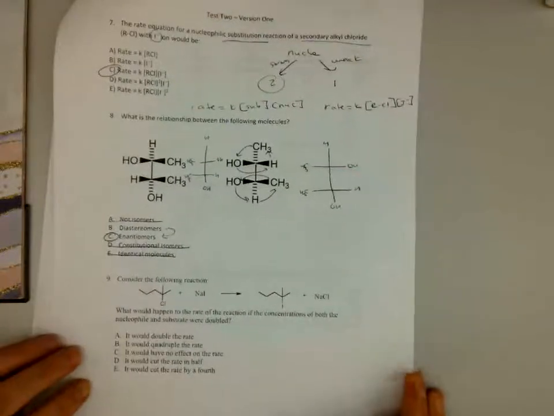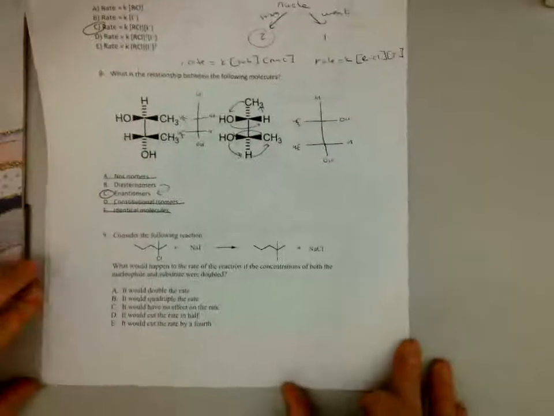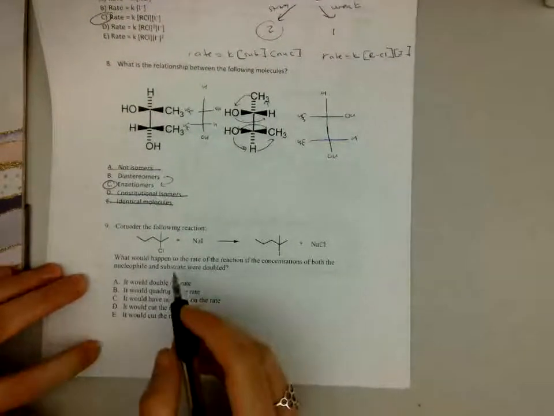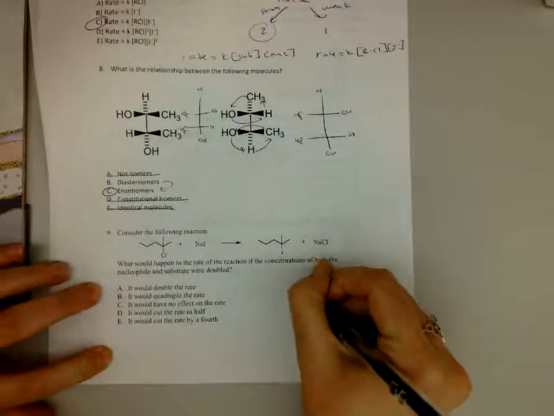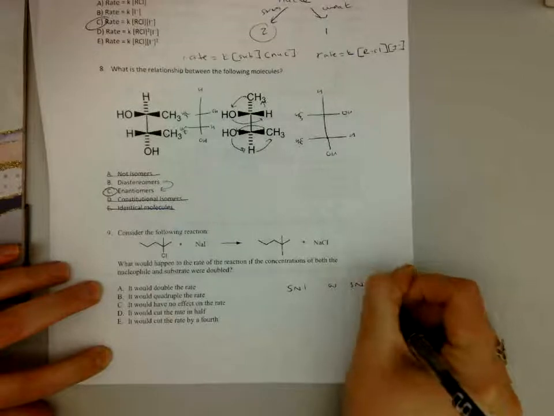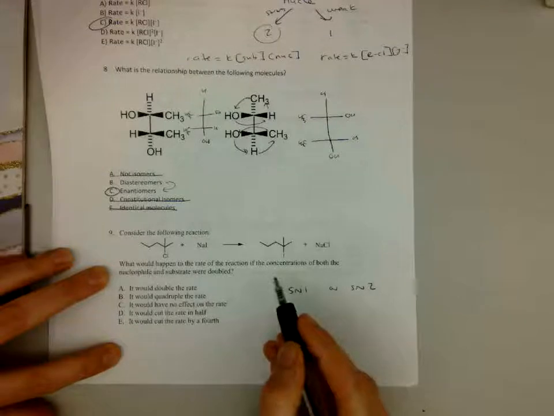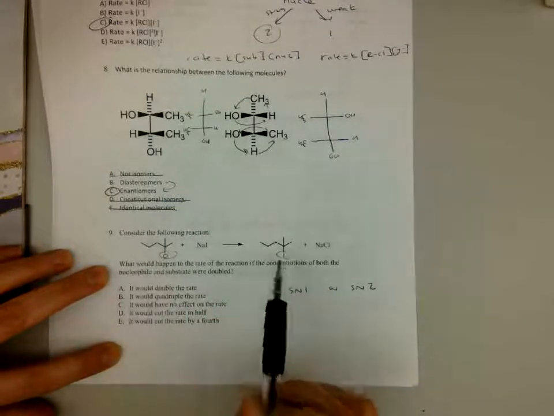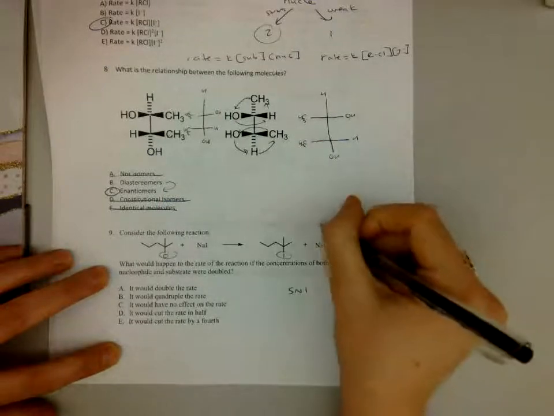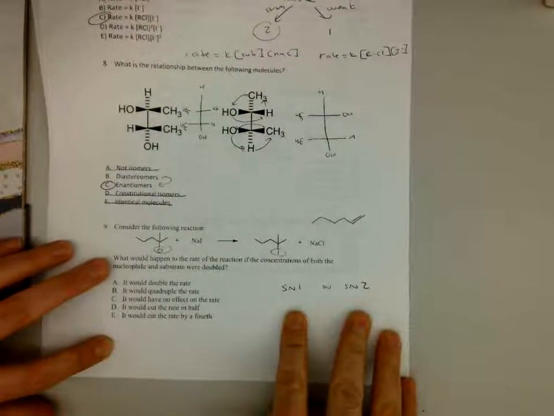Okay, for question 9, this is actually kind of a tricky one, I think. It says, consider the following reaction. What would happen to the rate of the reaction if both the nucleophile and the substrate concentrations are doubled? So you have to decide if it's SN1 or SN2. And the reason I'm saying SN1 or SN2 and not E1 or E2 is substitution results in the swapping out of a group. So we swapped out chlorine for iodine, whereas elimination results in the formation of a double bond. And that double bond formation isn't happening. So this must be some kind of substitution reaction.